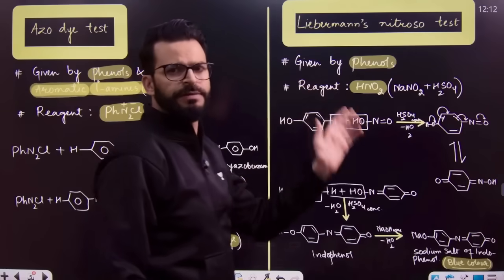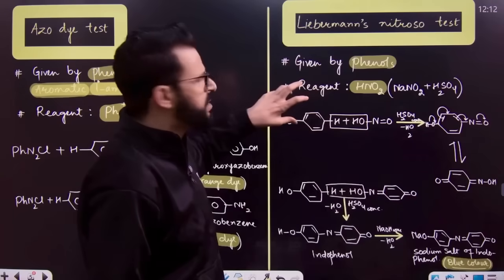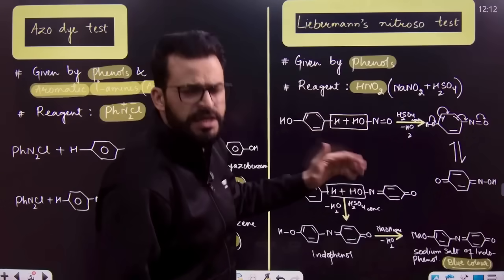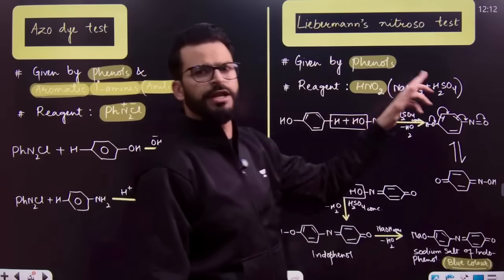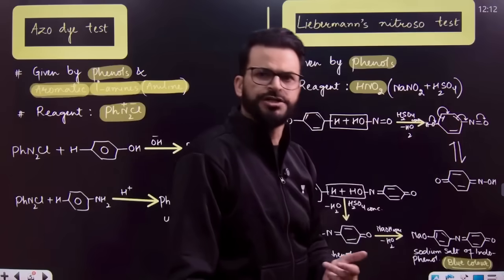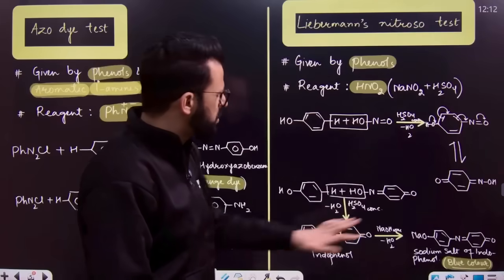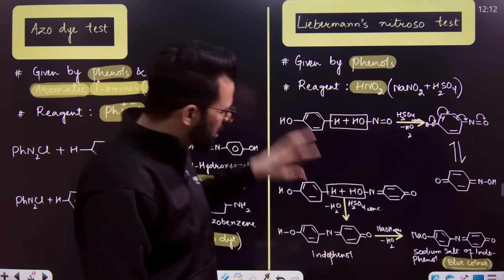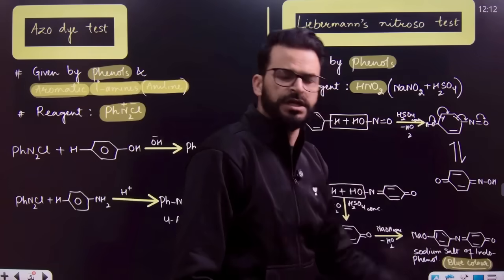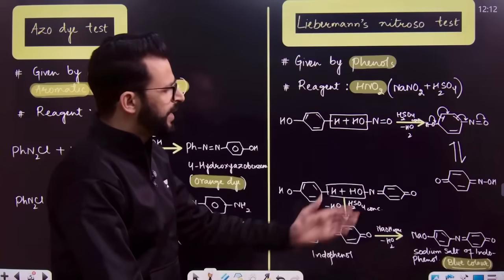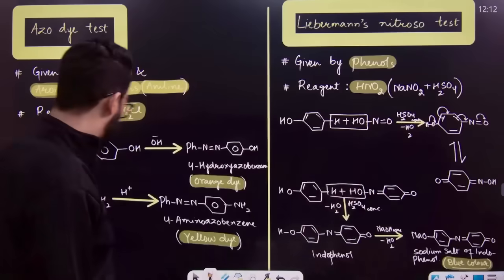After that, we have another test known as Liebermann's nitroso test. This test is given by phenol. With the help of this test, you can distinguish phenol and alcohol simply. The reagents used are NaNO2, H2SO4, or you can say HNO2 in excess of H2SO4. What will happen over here? These are the reactions. Finally, phenol results in the formation of indophenol, but upon basification it gives the sodium salt of indophenol, and its color is blue. So with the help of this, we can distinguish phenol from alcohols.